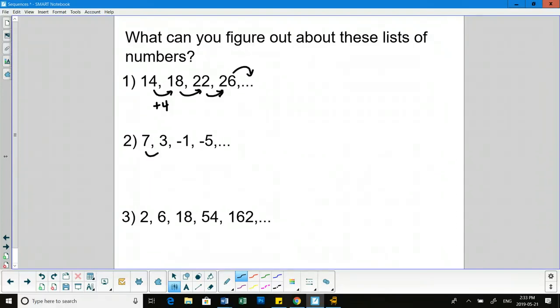What about the second list of numbers here? Minus 4. Yeah, we're subtracting 4. Anyone figure out the third list? Yes, this one's a multiple. So to get future numbers in this sequence, we're actually multiplying by 3 each time.